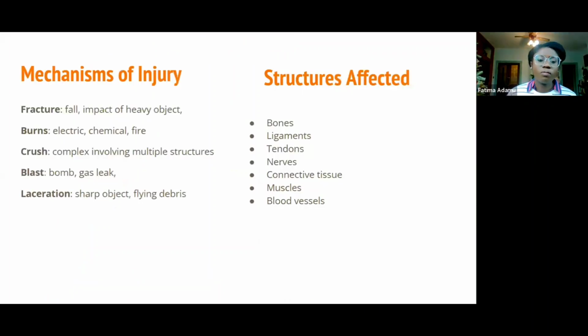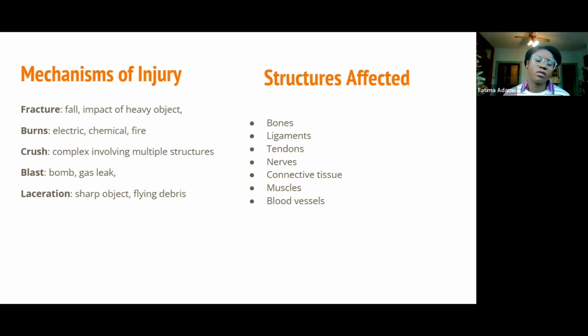Okay, so mechanisms of injury for the upper extremity, and I was trying to think specifically of times of war, times of crisis. Could be a fall. Sometimes I have patients who fracture things just from falling, walking down the street, right? Much less running in a time of crisis. So fractures from falls, impact of a heavy object falling from above, burns could be electrical, chemical, or fire.